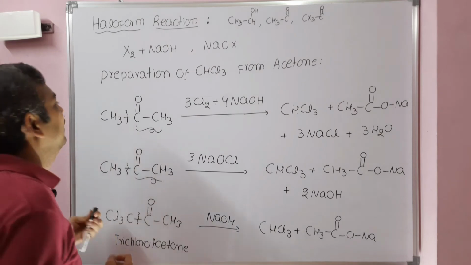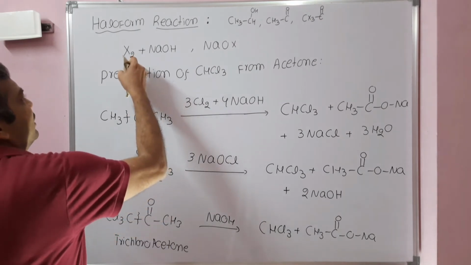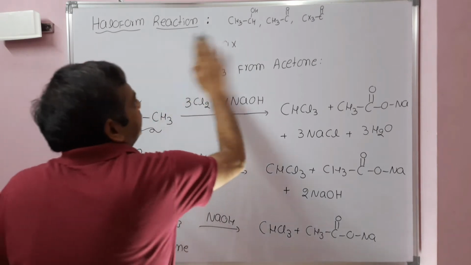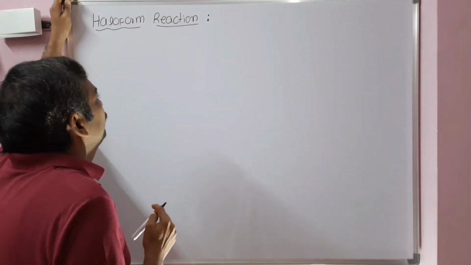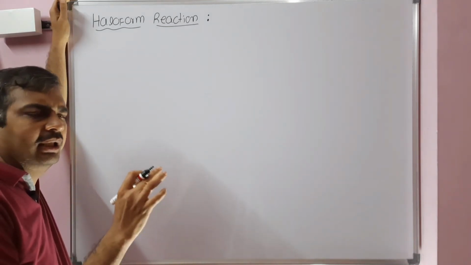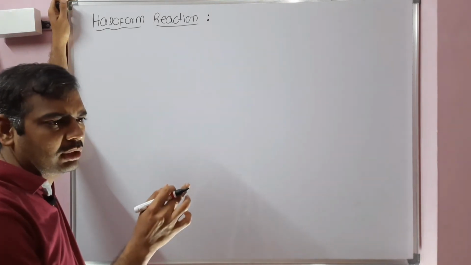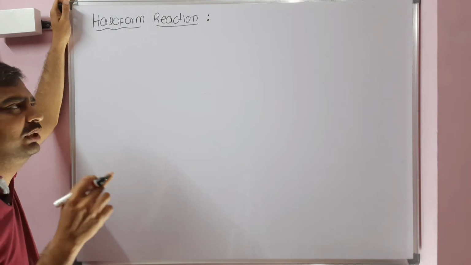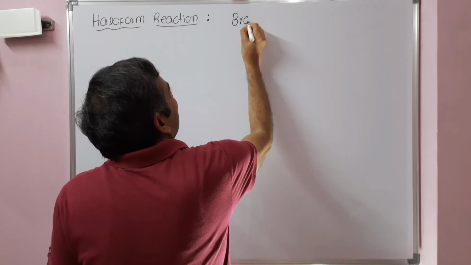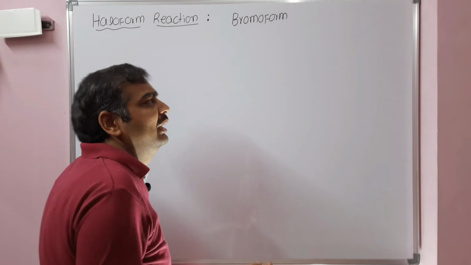So now we will prepare bromoform and iodoform by using 2 reagents. So halogen in combination with sodium hydroxide, and sodium hypohalite. Clear? So far we prepared chloroform from ethyl alcohol, chloroform from acetaldehyde, chloroform from acetone, and chloroform from trichloroacetone, chloral. Now we will prepare bromoform. So we will prepare bromoform from ethyl alcohol, acetaldehyde, and acetone.